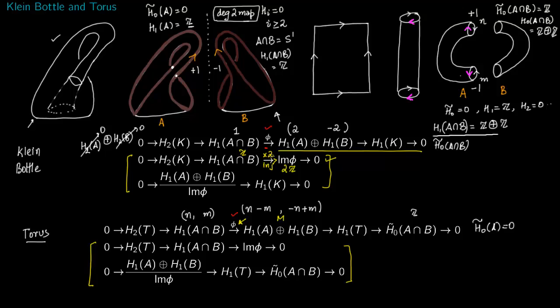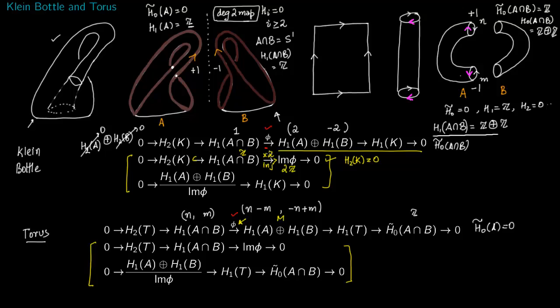So the image of this map has to be 0. Kernel is equal to image in the short exact sequence. So H2K is 0. This map injects itself. The image is equal to the kernel, and the kernel here is 0. Multiplication by 2 has kernel 0.